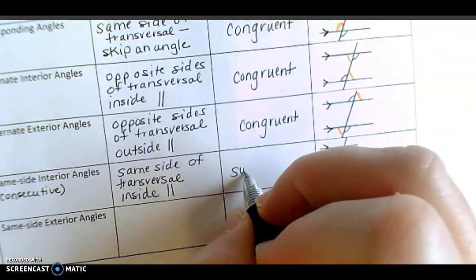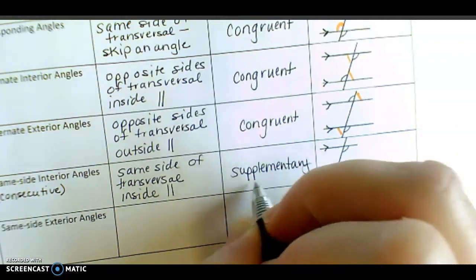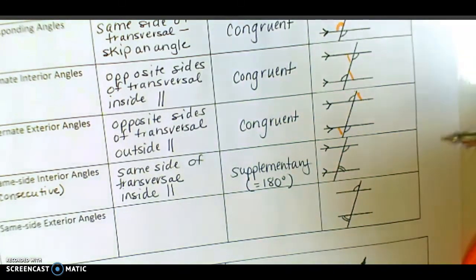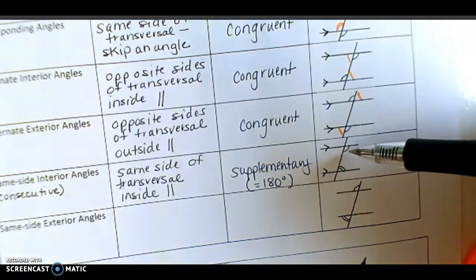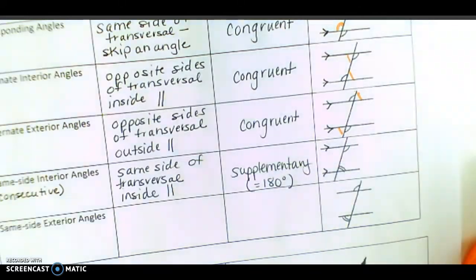These 2 angles are supplementary, or they're equal to 180 degrees. And if you look at it, that kind of makes sense because this angle's big and this one's small. And those two angles, they actually add up to equal 180. They are not congruent.